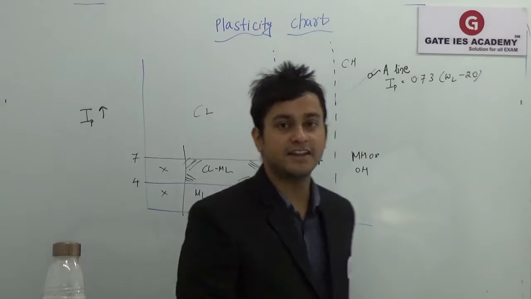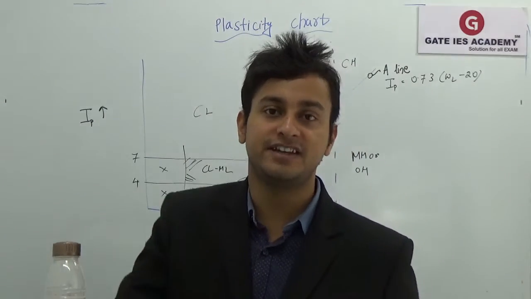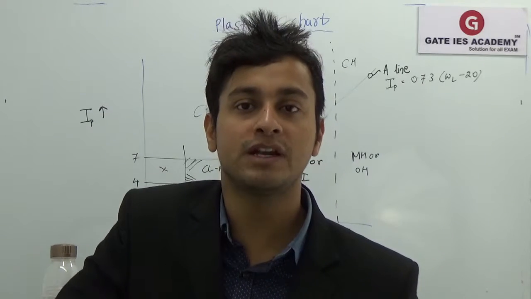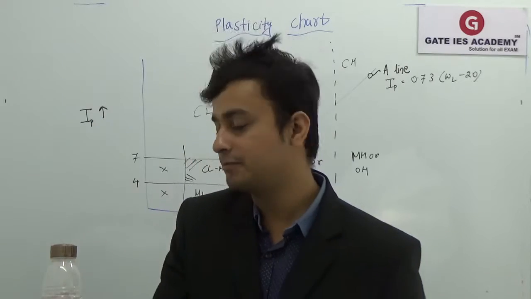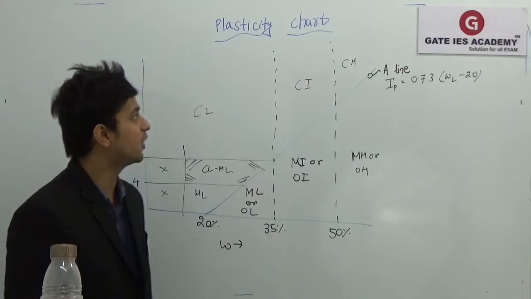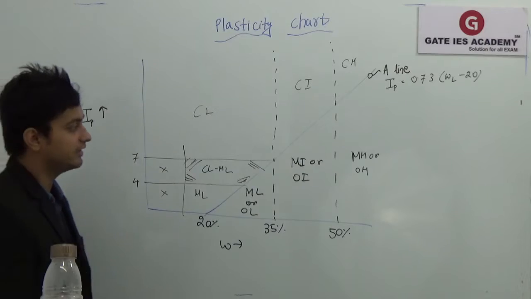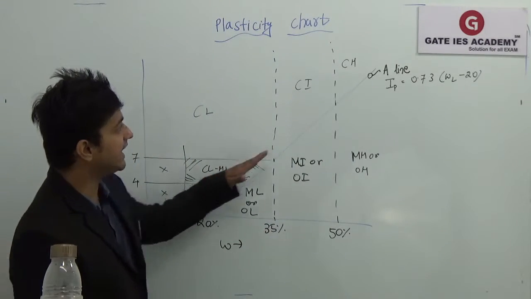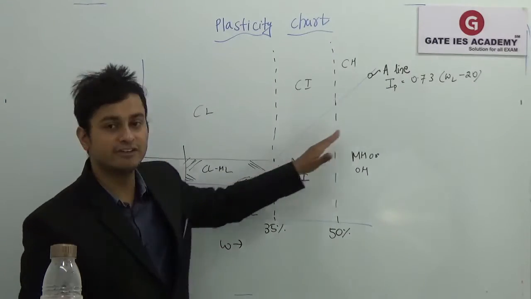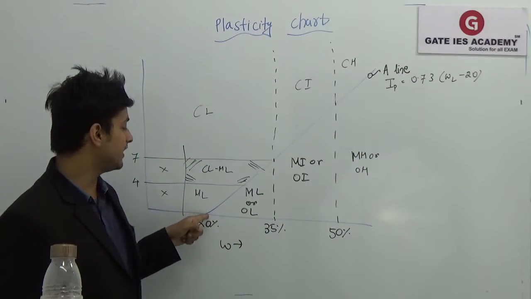Okay students, now let's study the plasticity chart. This is basically used for providing the nomenclature for the fine grained soils. So what does the plasticity chart tell us, and this is the plasticity chart. Here we have one A line. This is an A line which is passing through water content 20%.